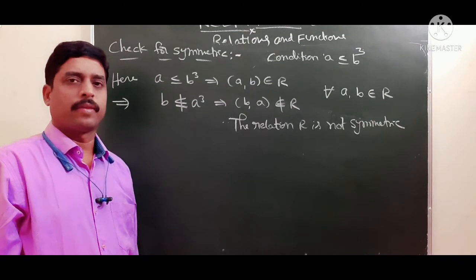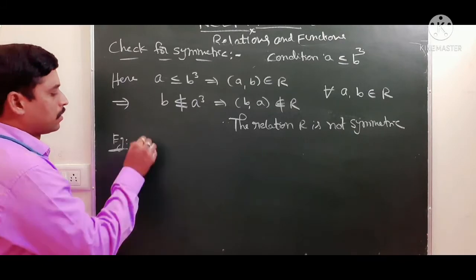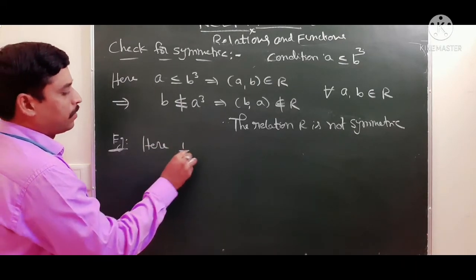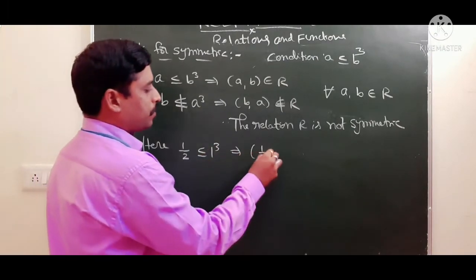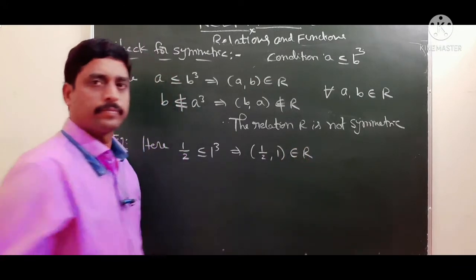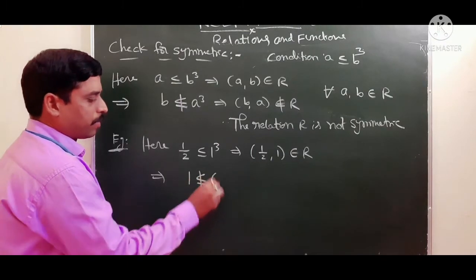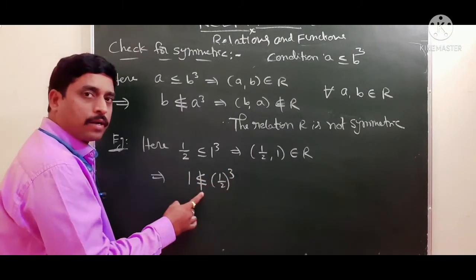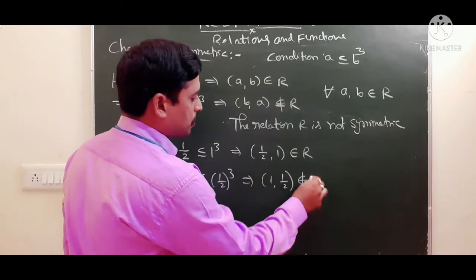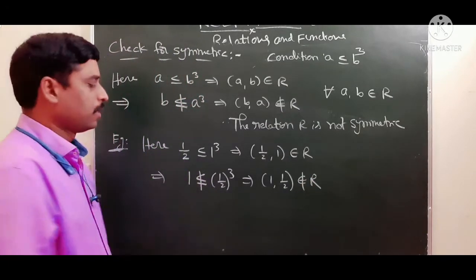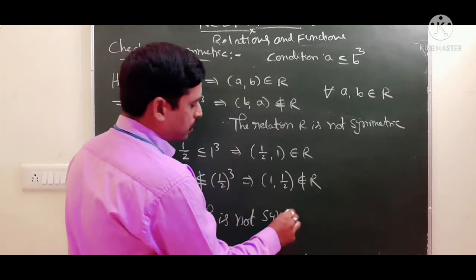R is not symmetric. I give an example. Here 1/2 less than or equal to 1 cube. This is true. Therefore (1/2, 1) belongs to R. That implies 1 not less than or equal to (1/2) whole cube. Therefore (1, 1/2) does not belong to R. Therefore, R is not symmetric.